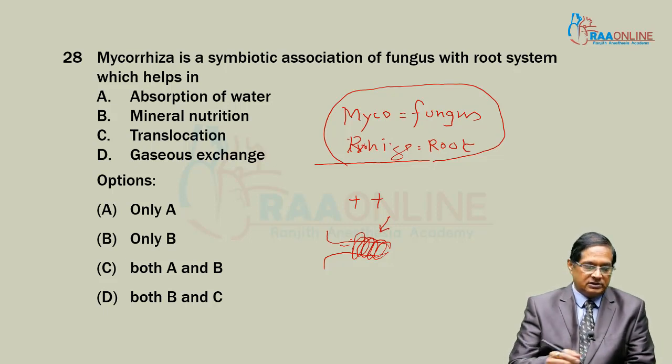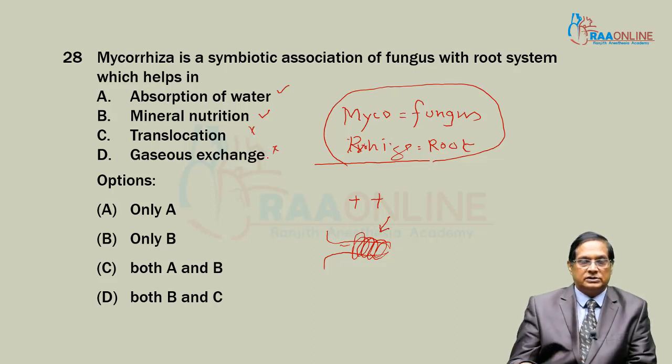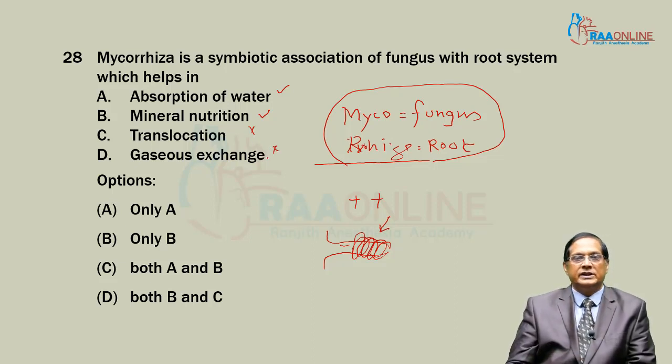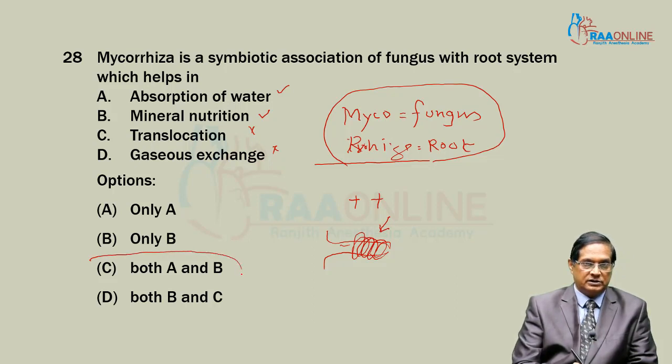So mycorrhiza helps in absorption of water as well as mineral nutrition. The rest two activities are not associated. Especially phosphate nourishment. So question number 28, its answer is both A and B, that is absorption of water and mineral nutrition.